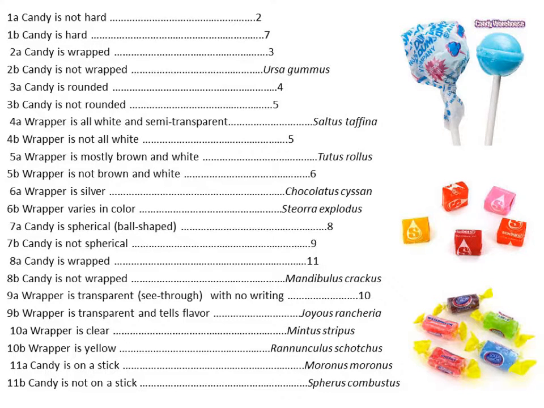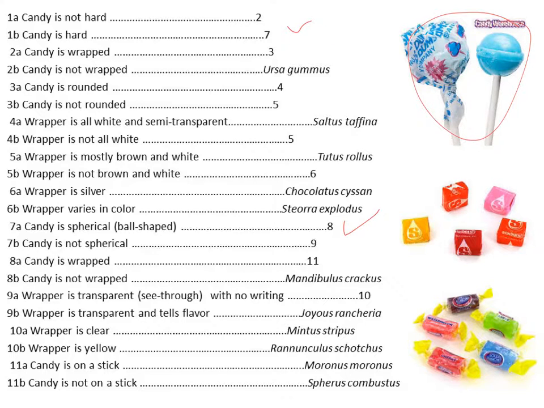Okay, let's start with some candy because candy's delicious, and why wouldn't we start with candy? So starting with this candy up here, the candy is hard. That's my first question. The candy is hard. Check. So it tells me to go down to step 7. So when I go to step 7, it says the candy is spherical, ball-shaped, or the candy is not spherical. Well, since this candy is spherical, I'm going to 8.